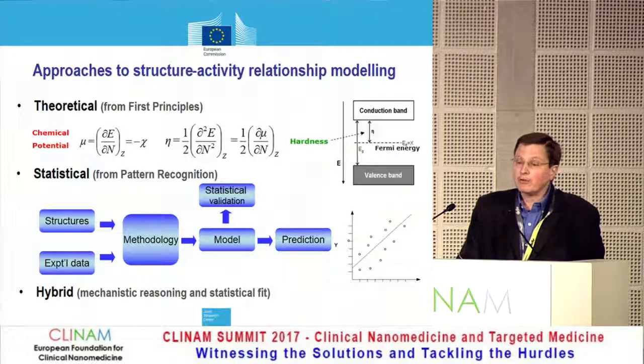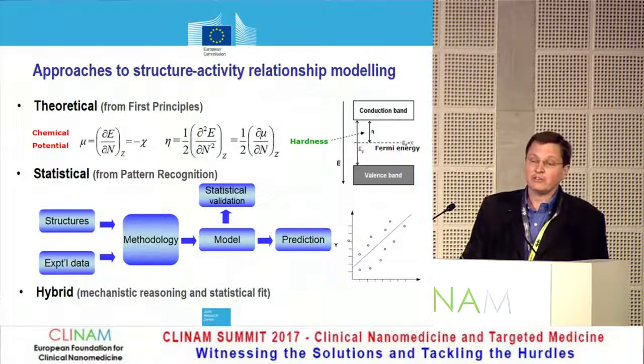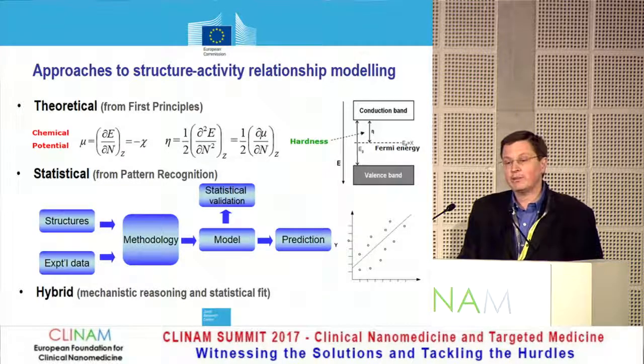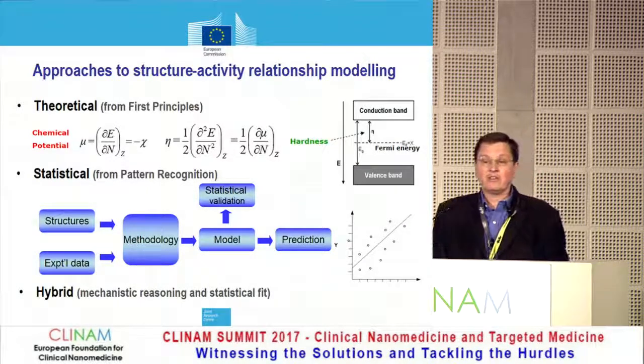When we're talking about structure-activity relationship modeling, I think it's useful to think of three different kinds of approaches to this. The first of which is essentially theoretical. You're deriving the models from first principles. So for example, you might be modeling chemical reactivity based on the energies of the molecular orbitals in the substance of interest. The other approach is entirely statistical.